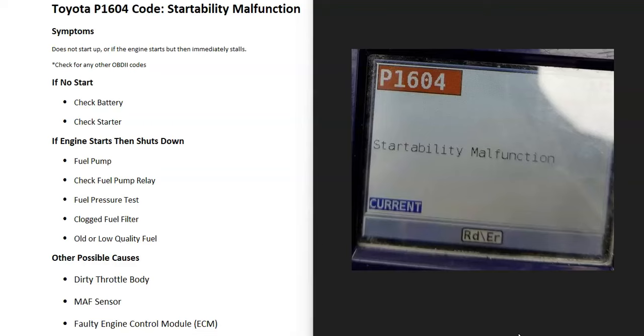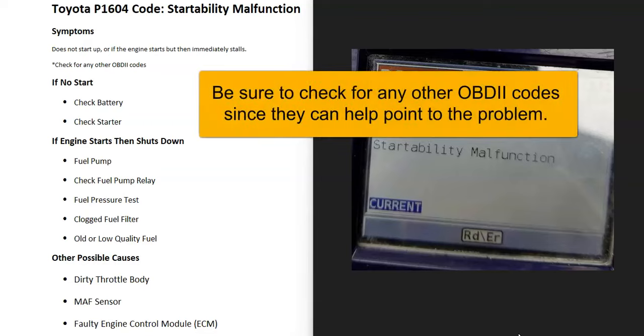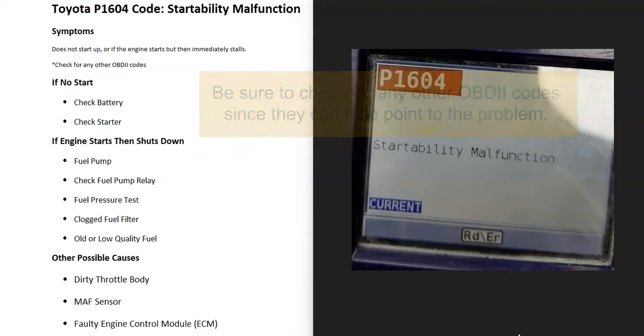It's either not starting up at all, or if it does start, it's immediately shutting off or stalls out or something like this. But basically the engine's not wanting to start up and run correctly. And so the onboard computer's throwing out this code. This code can be a little bit problematic to troubleshoot, but I'm going to go over the steps that you can do to help find out what the problem is and how you go about fixing it.